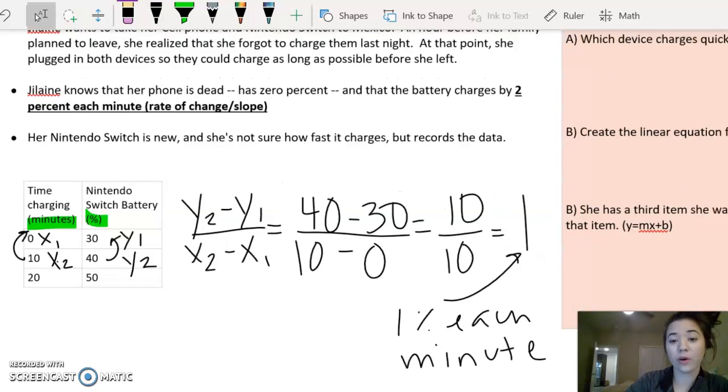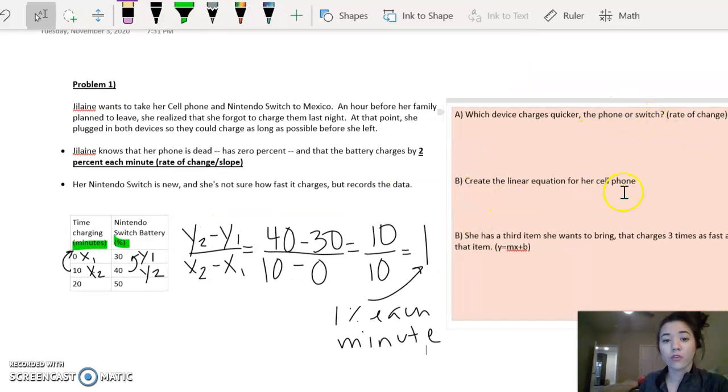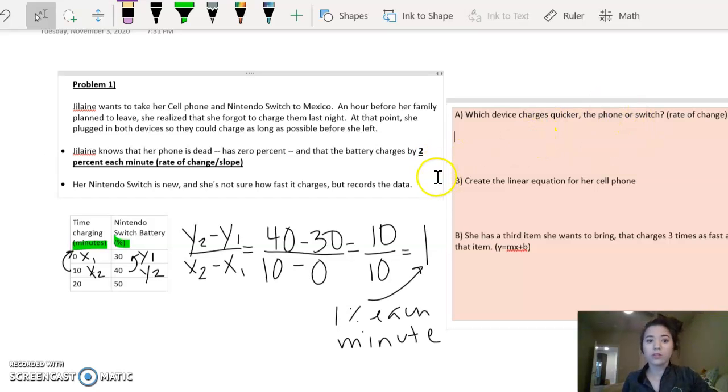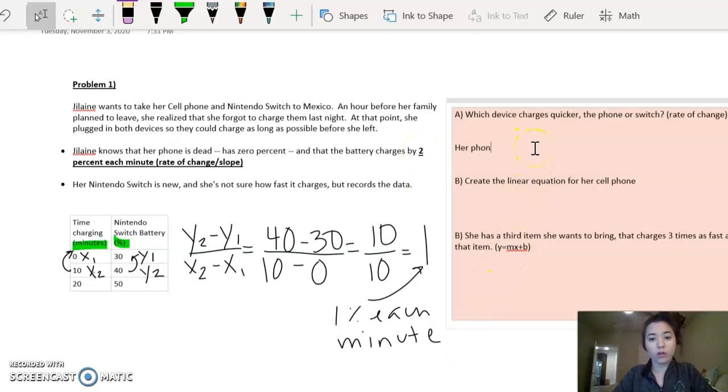Okay, so now we can go ahead and answer the question. Between the phone that charges at 2% each minute and the Switch, which charges at 1% each minute, which one charges quicker? And we would say her phone, because 2% is larger than 1%. So we'll say her phone charges quicker.